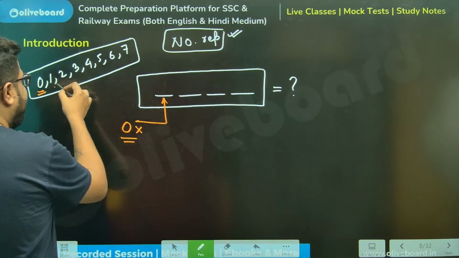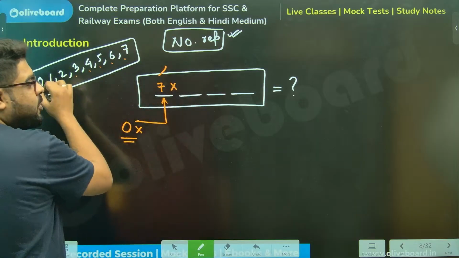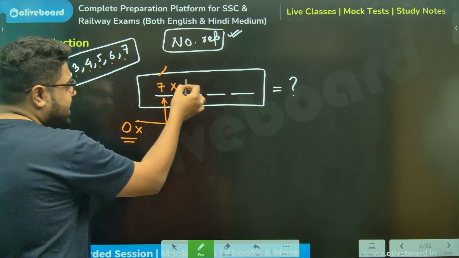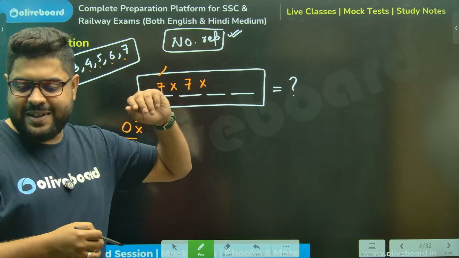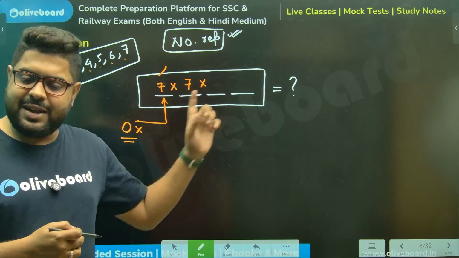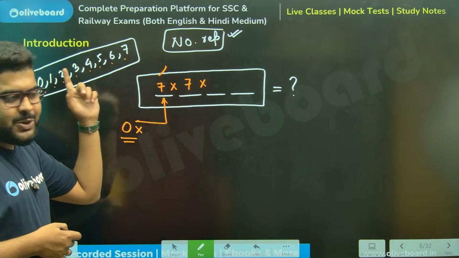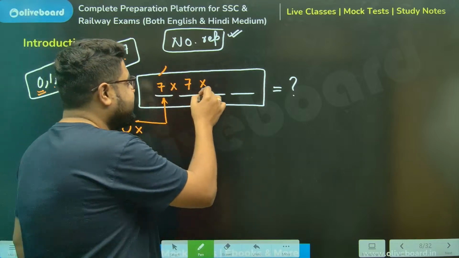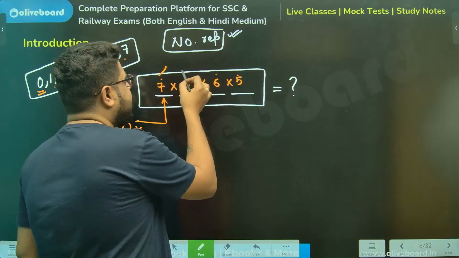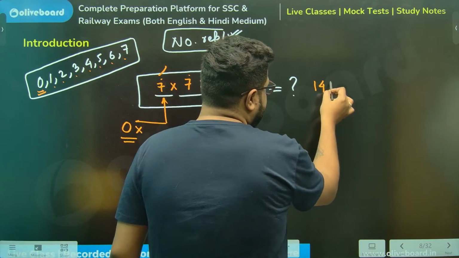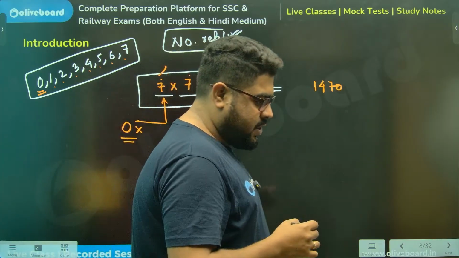So I have 1, 2, 3, 4, 5, 6, 7 choices for this place. I cannot put 0. So second place, how many choices? Again, I have 7 choices. Why? Because here I can put 0. Here I can put 0 because now I have out of 8 digits 1 gone. So I have 7 digits here. Next ones are 6. Next ones are 5. Sir, 5, 6 are 30. 49 into 30, sir, 147 and a 0. That's your answer. If you got this, then you are correct.